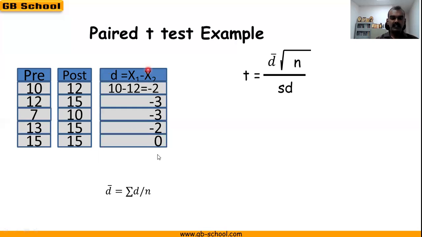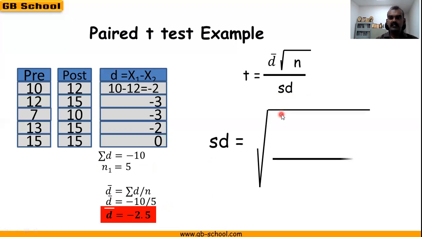Now we need the sum of this d. It is minus 10. Then n is 5. So d bar is minus 10 by 5, which is minus 2.5. That is d bar. Now we got the d bar. N, we know, is 5. Next we have to find out SD.